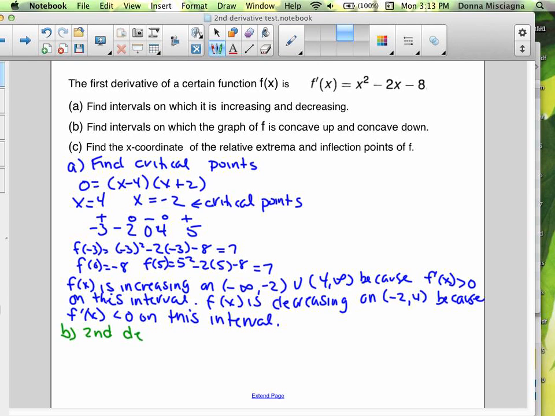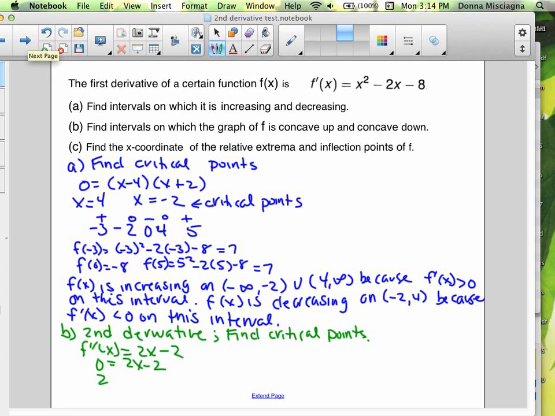Or second derivative, excuse me. Just the second derivative. And that would be f double prime of x is 2x minus 2. Right? And then we'll find the critical points. So we took the second derivative, now we're going to find the critical points. So this would be 0 equals 2x minus 2. So 2 equals 2x and x equals 1 is the critical point.